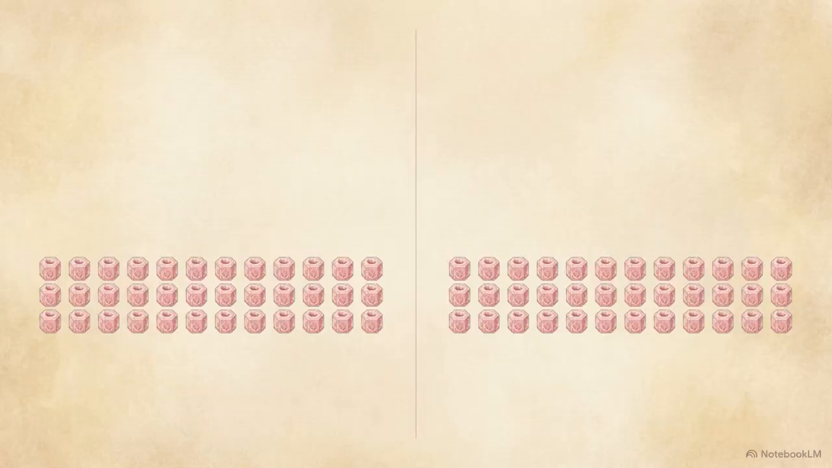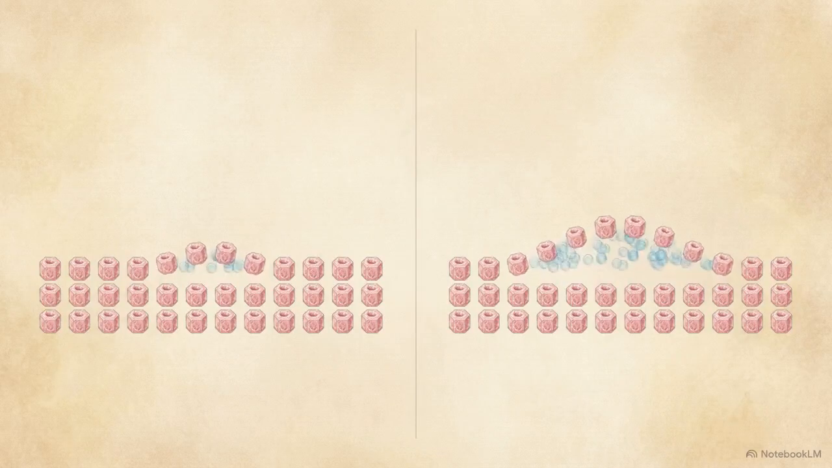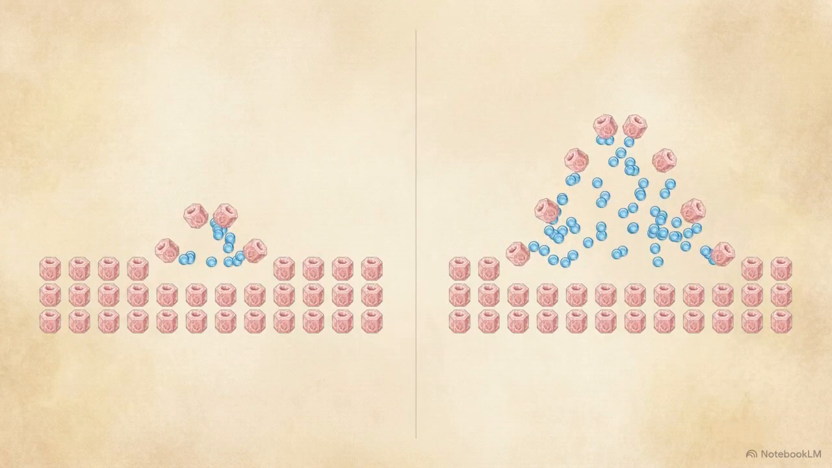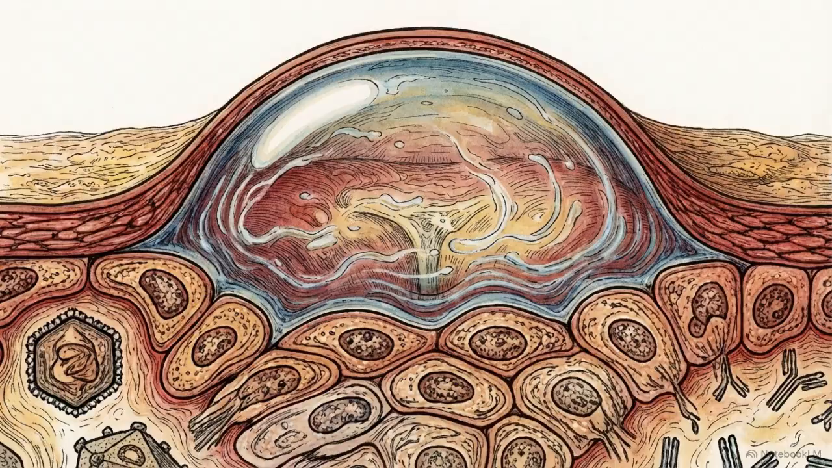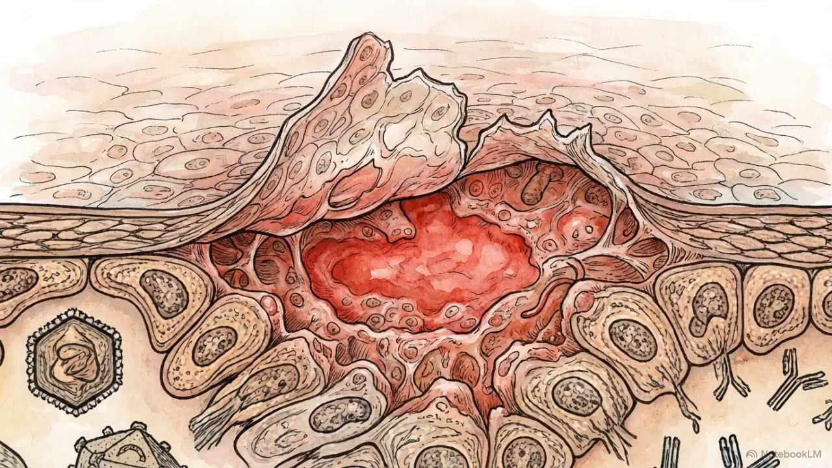This graphic compares the two primary categories of fluid-filled lesions. If the elevated structure is less than 5 mm in diameter, it is classified as a vesicle. If the accumulation of fluid causes the lesion to exceed that 5 mm threshold, it becomes a bulla. These fluid-filled domes are inherently fragile. The constant mechanical stress of mastication, combined with the friction of the tongue and teeth, quickly tears the epithelial roof away, leaving the open ulcer.